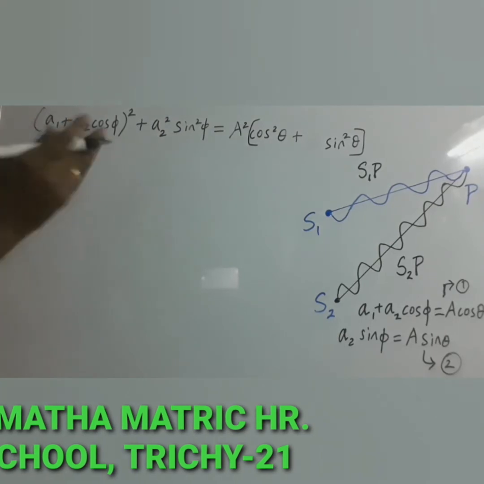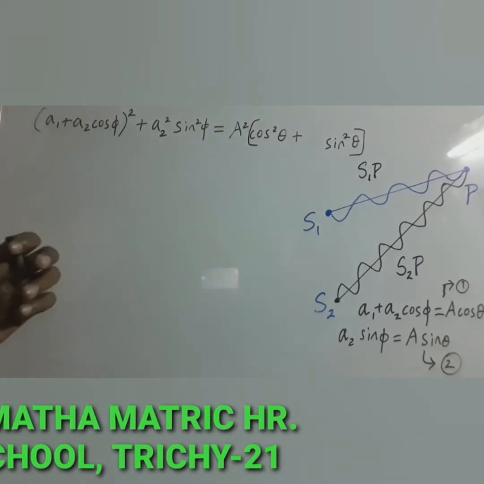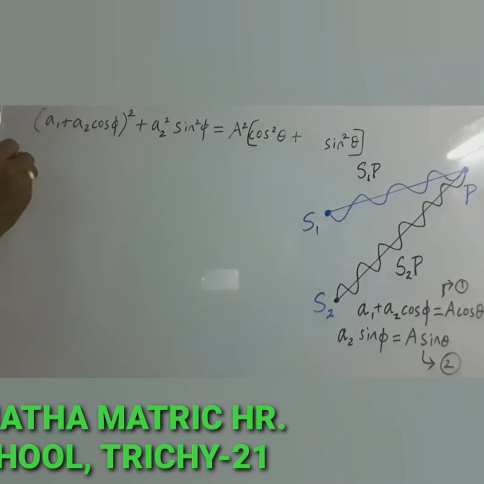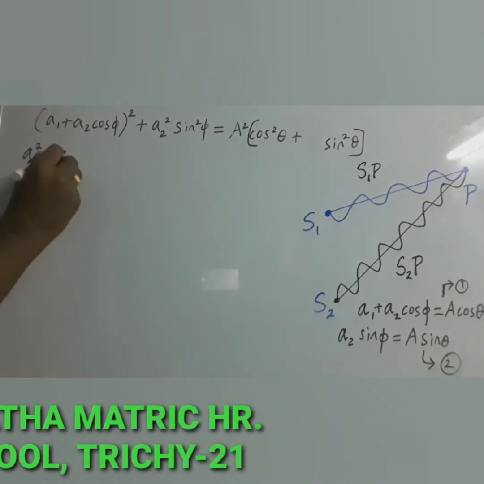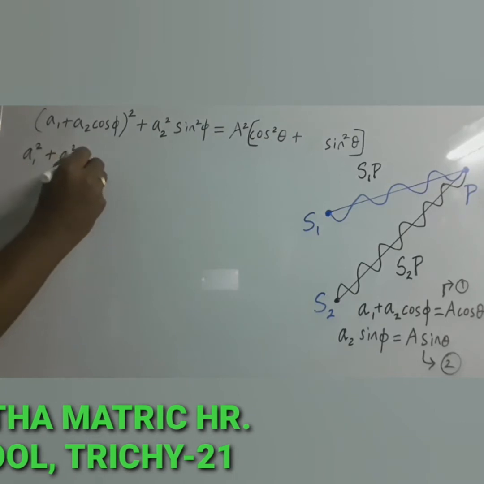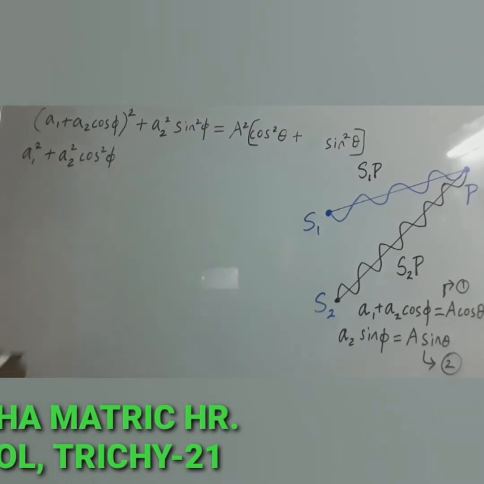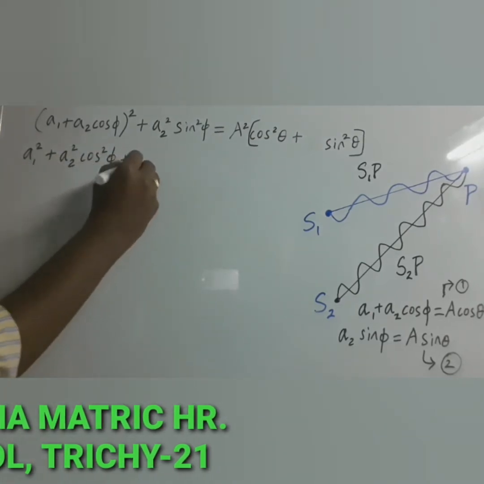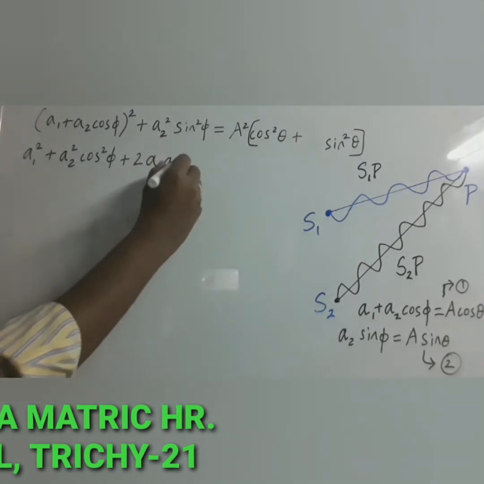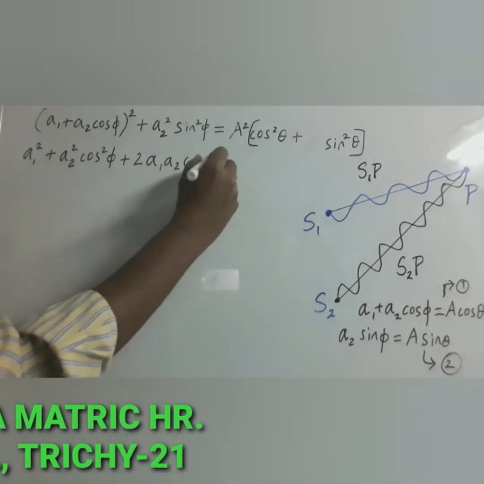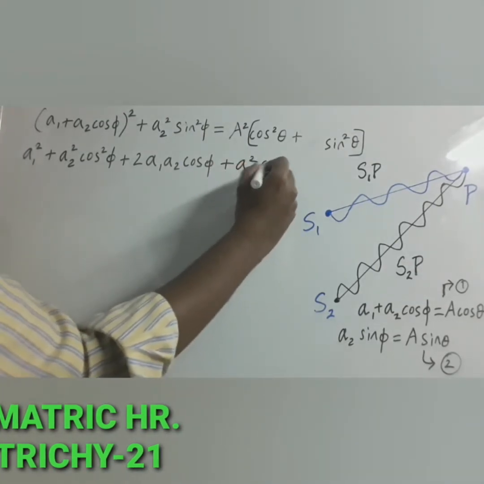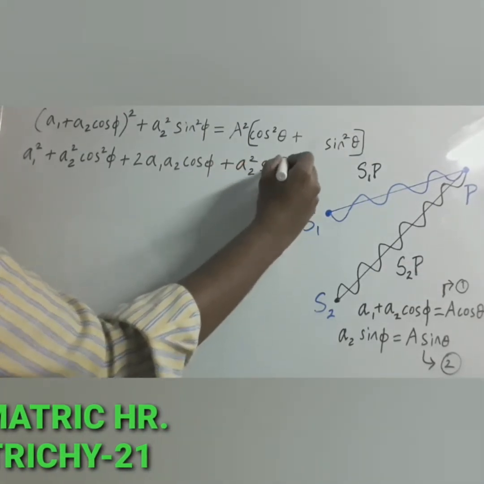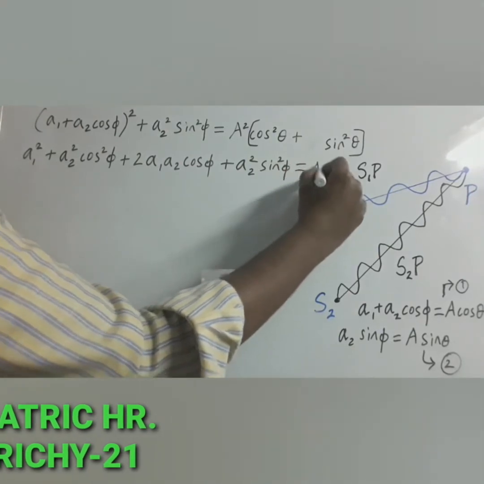So here, which resembles the (a plus b) whole square formula. So let us apply that. A1 square plus A2 square cos square phi plus 2 A1 A2 cos phi plus A2 square sin square phi, which is now equal to A square only.